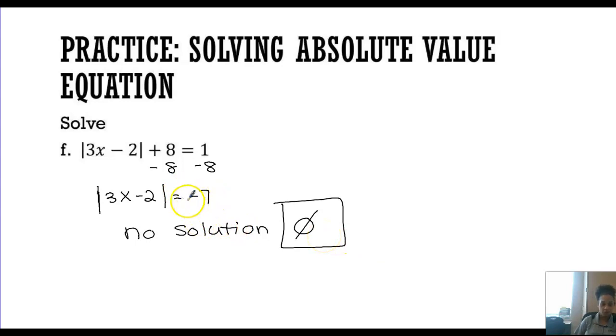If this were +7, then we would start with taking our 2 cases and continue. So just be careful that you're noticing that negative, because I don't want you to do the extra work and you don't have to. This problem's done.